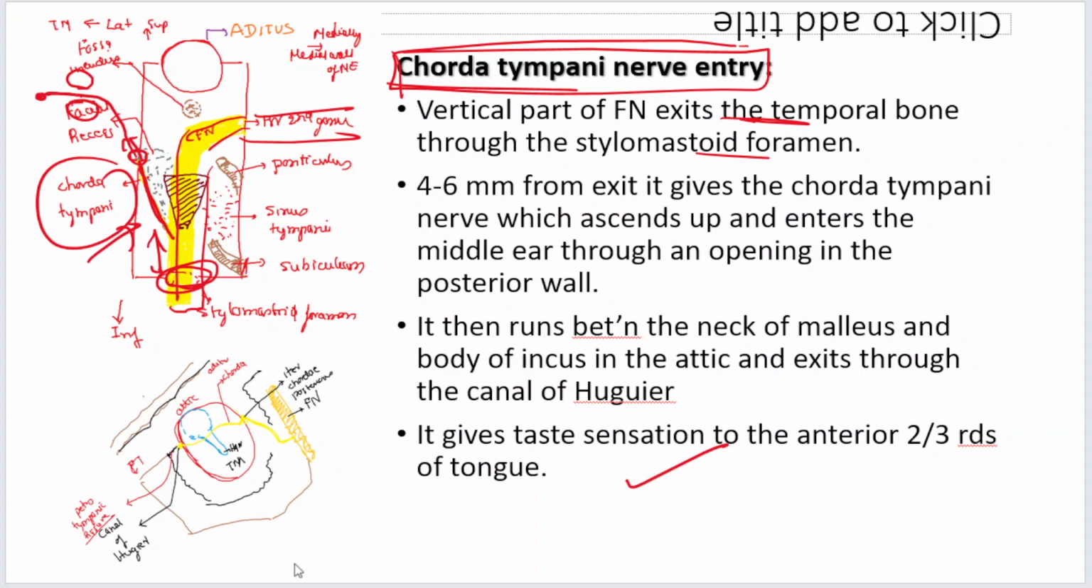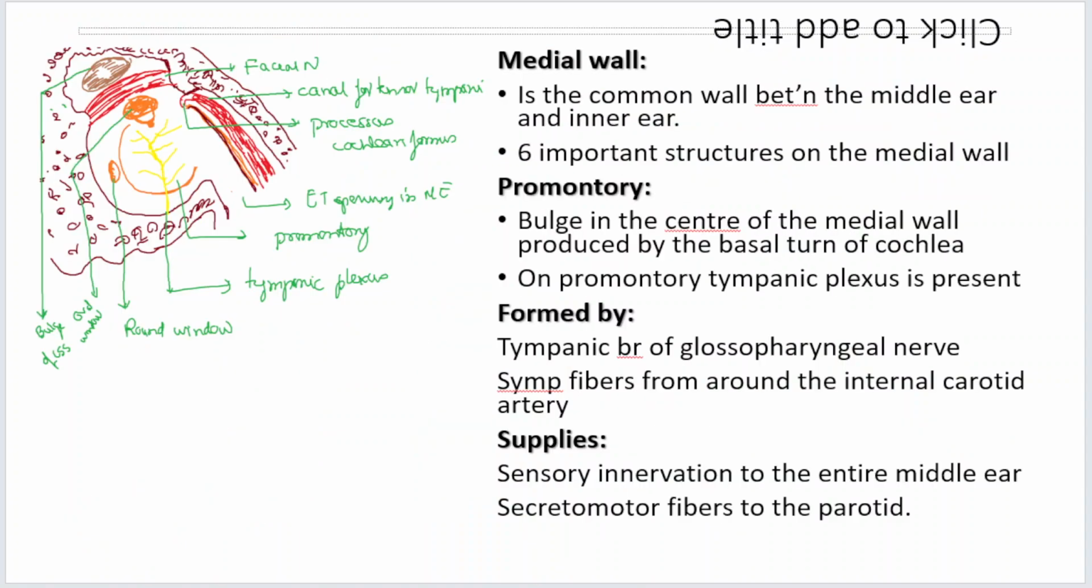The same thing if you're looking from the medial surface of the tympanic membrane. So this is the vertical part of the facial nerve. The chorda tympani is given off here, goes through the bone, and from the posterior canaliculus it enters the middle ear, passes in between the neck of the malleus and the body of the incus to come out through the canal of Huguier. Okay, so this is the chorda tympani nerve entry point.